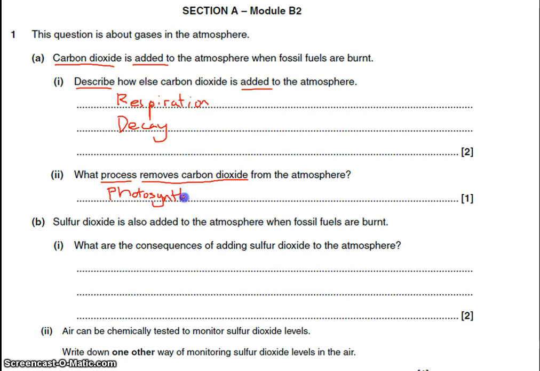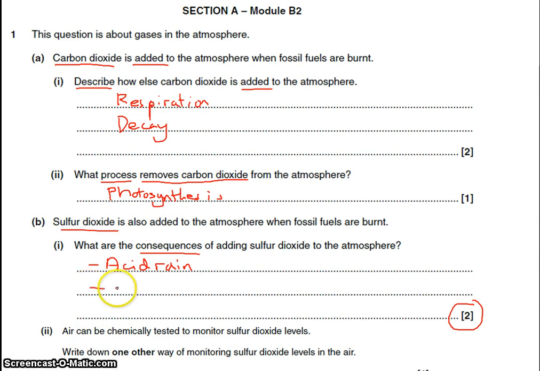Next question is about sulfur dioxide being added to the atmosphere as fossil fuels are burned, and the question is, what are the consequences, which means what are the problems associated with sulfur dioxide getting into the atmosphere. And the main consequence is acid rain, because the sulfur dioxide will dissolve in rainwater and form sulfuric acid. And then the second mark for this, because this is a 2-mark question, it's the consequence, and then just explaining a bit about what the consequence of acid rain is.